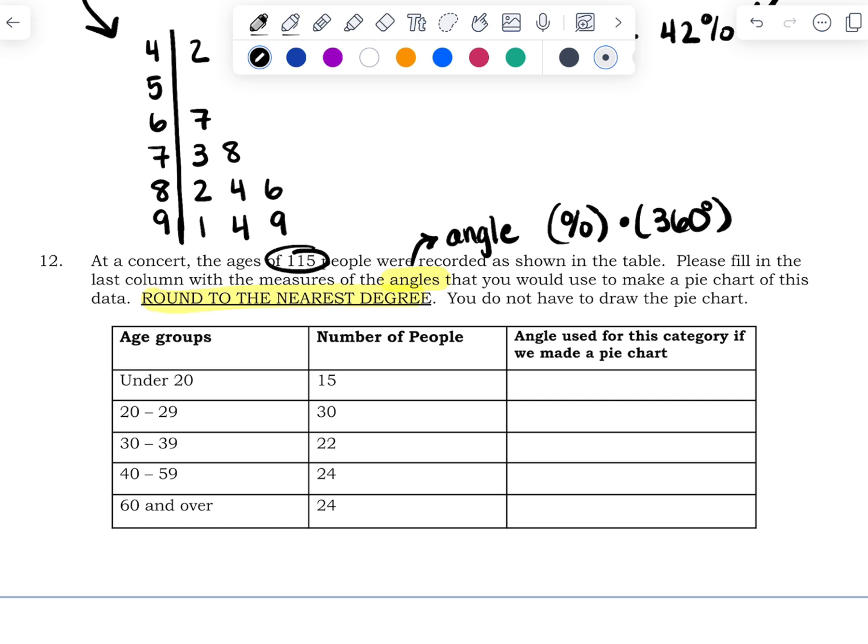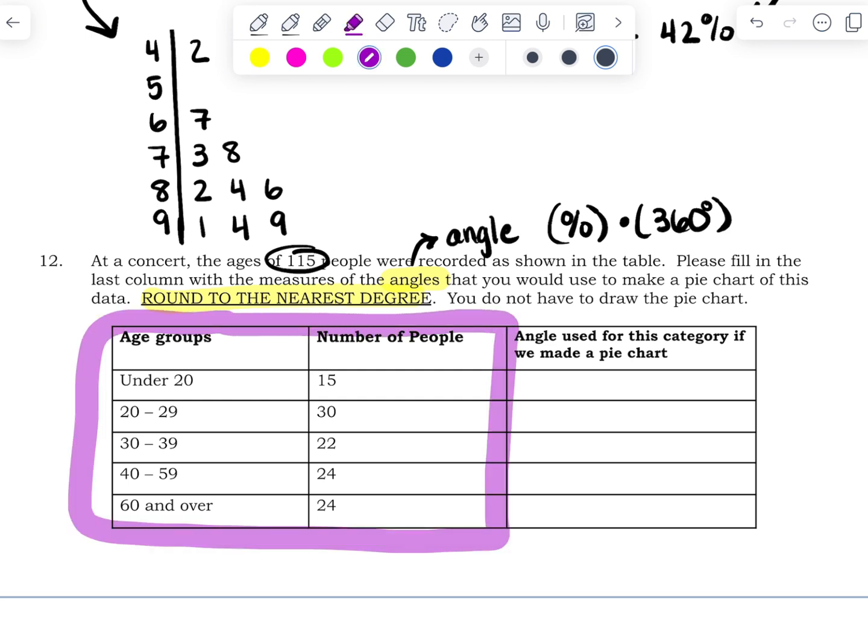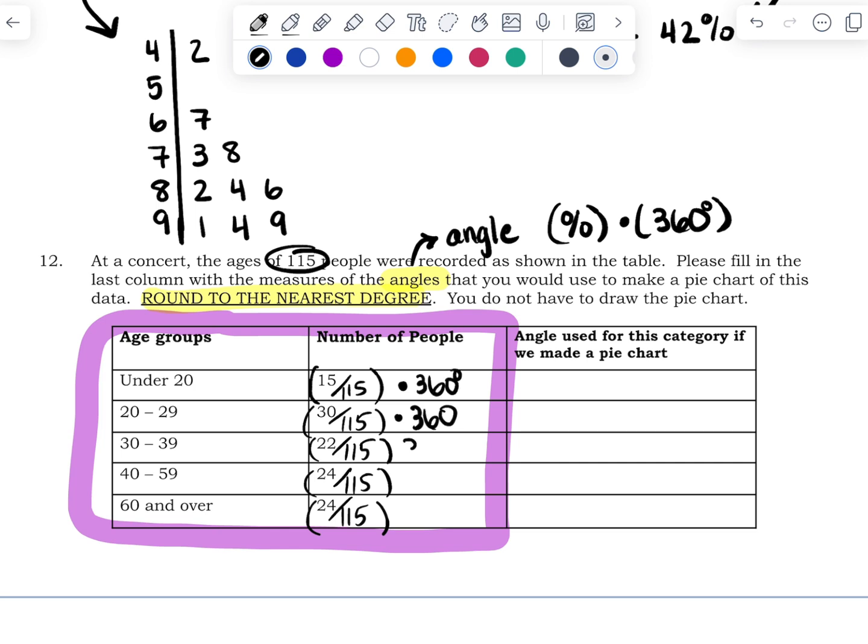Right now, all of these are in tallies. This part over here is more or less a frequency table. It's telling you how often those particular people occurred at this concert. So what we need to do is take all of these values and divide them by 115. That will get you your percentages, so each one of these will become a percent. And then we're going to multiply that by 360 degrees. You don't actually need the degree symbol. I'm just letting you know that that's the units we're working with here.